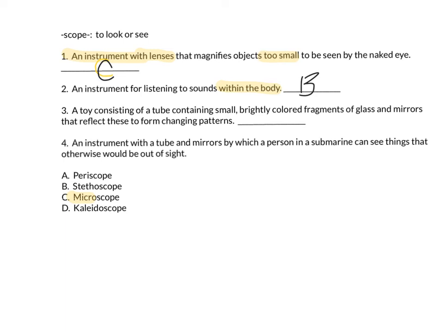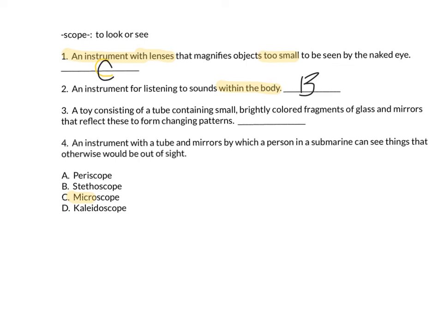So this toy, consisting of a tube containing small, brightly colored fragments of glass and mirrors that reflect these to form changing patterns, is either going to be a periscope or kaleidoscope. So it's either going to be A or D. So I want to look at definition for number 4 and figure out if I can cancel it out that way. An instrument with a tube and mirrors by which a person in a submarine can see things that otherwise would be out of sight.